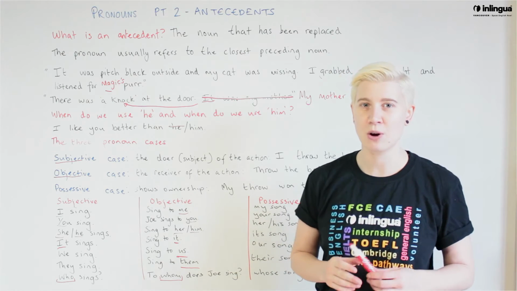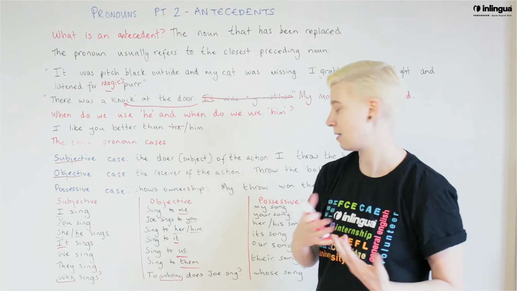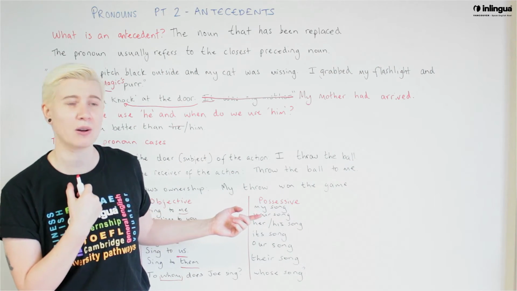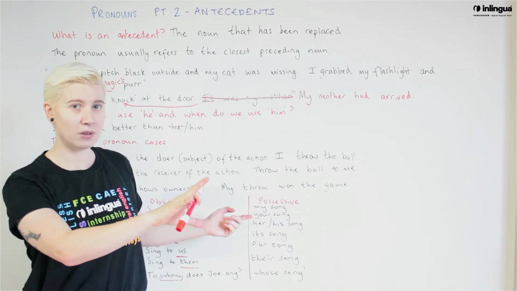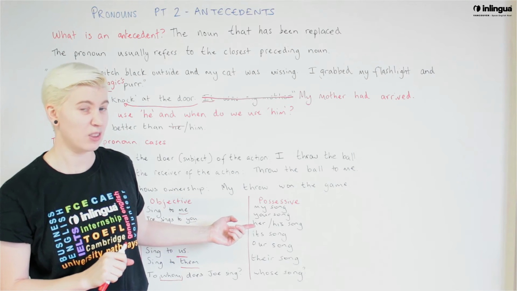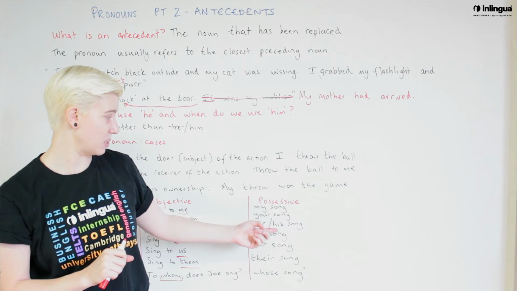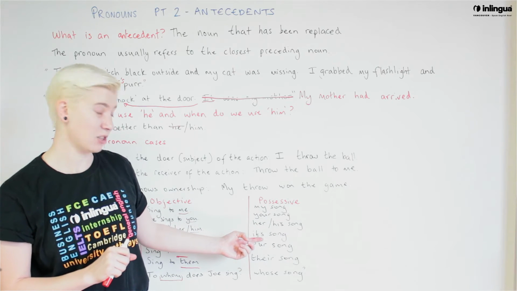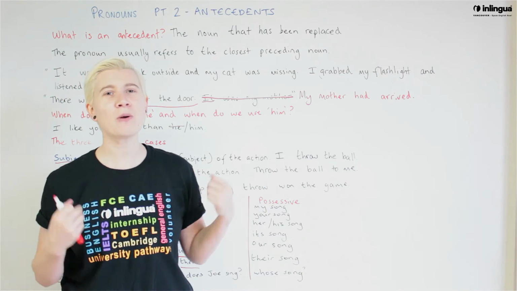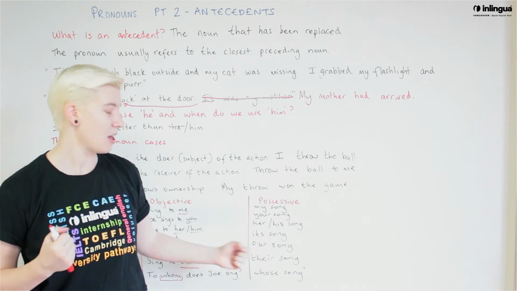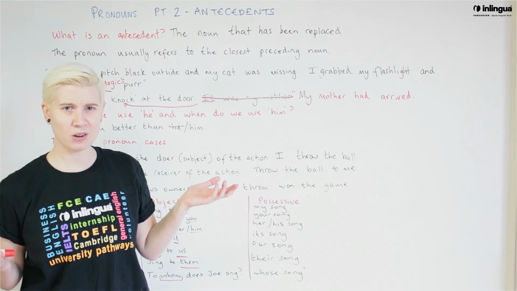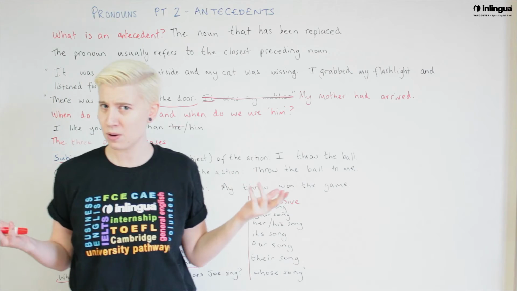And then we have also got the possessive case, belonging. Okay? When we own something. My song. The song belongs to me. Your song. The song belongs to you. Her or his song. The song belongs to her. The song belongs to him. Its song. The song belongs to it. Our song. The song belongs to us. Their song. The song belongs to them. Whose song? The song belongs to whom?